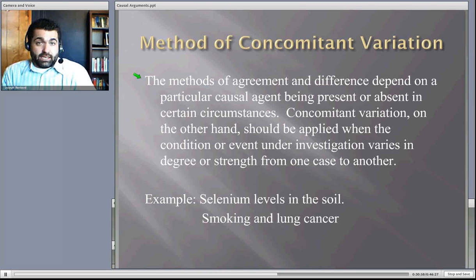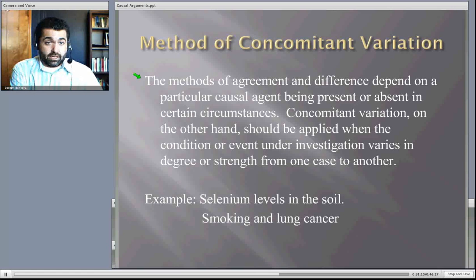Smoking and lung cancer, right? You can see that people who smoke, and the amount they smoke, and the percentages of those that get lung cancer, there's a direct correlation. Those who don't smoke have a direct correlation of having less lung cancer. And we begin to use this notion of variation to make a causal claim.